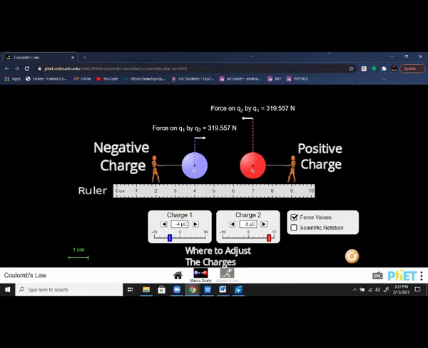As we move the two macroscales, notice that the force also changes. The arrows of the two charges will be used to identify if the force is either attraction or repulsion. If the arrows are facing inward, it means the force is attraction. If otherwise, it means repulsion. The two boxes below the ruler is where the charge would be adjusted. Going left would give a negative value and going right would give a positive value.